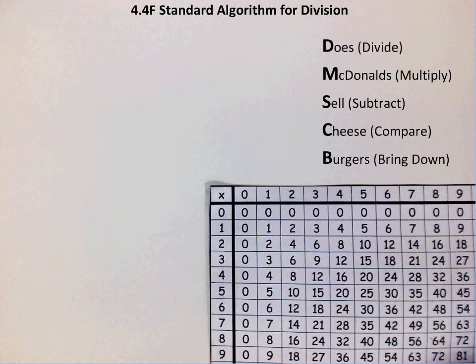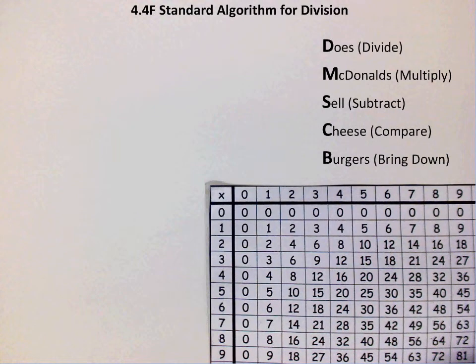Okay, we're going to talk about long division, the standard algorithm for doing long division. And we have a little acronym that we use whenever we're doing long division. And it's DOES McDonald's sell cheeseburgers. The D stands for divide, the M stands for multiply, the S stands for subtract, C stands for compare, and B stands for bring down. And we'll go ahead and go through the steps and I'll show you what each one of those means.